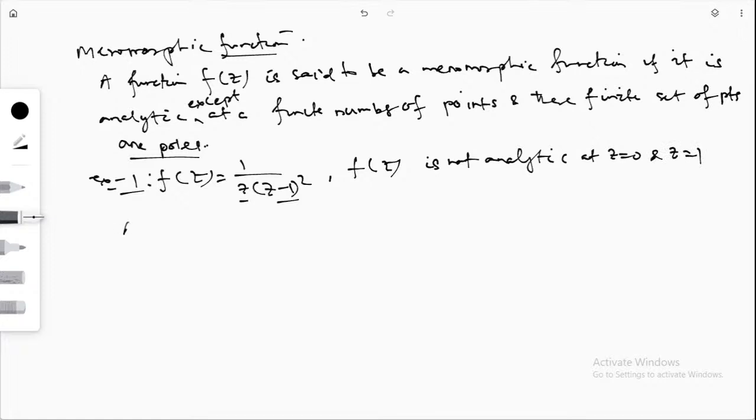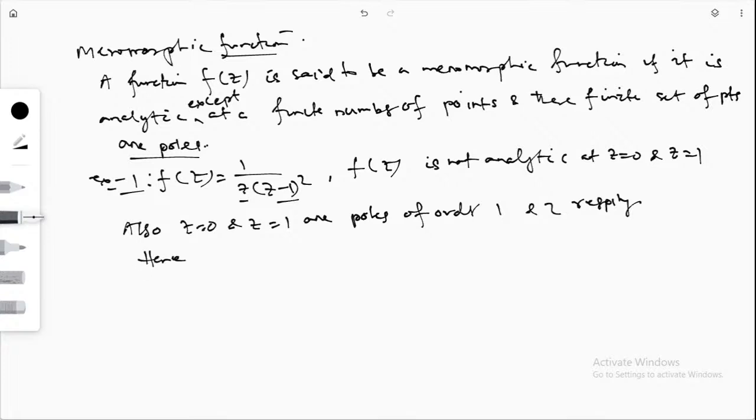But this is not sufficient. z equal to 0 and z equal to 1 are poles of order 1 and 2 respectively. Hence, f(z) is a meromorphic function, because all the points where it is not analytic are poles. This is a meromorphic function.